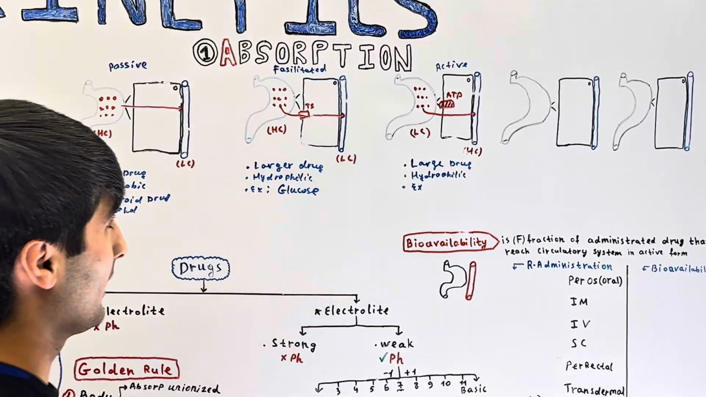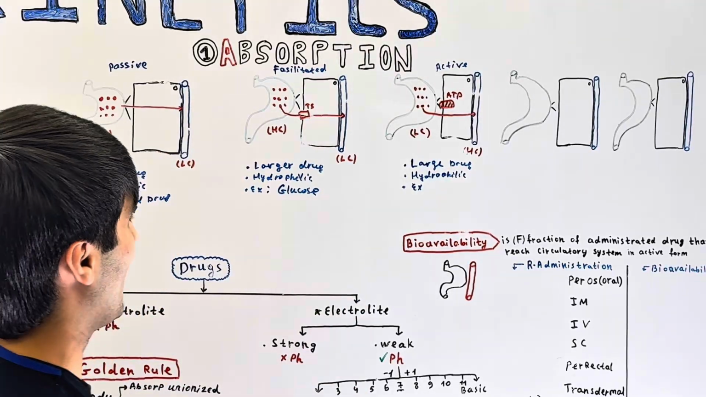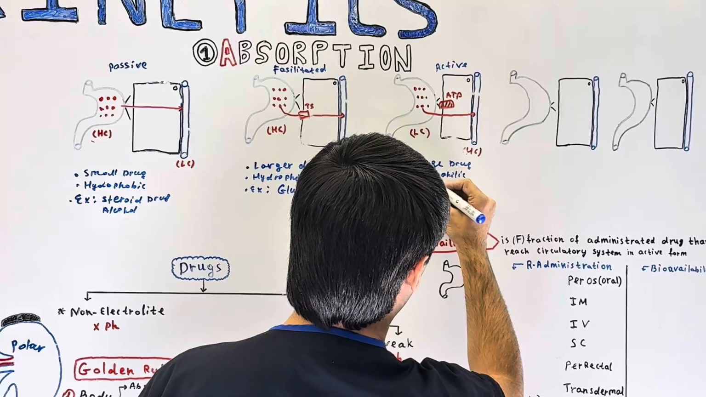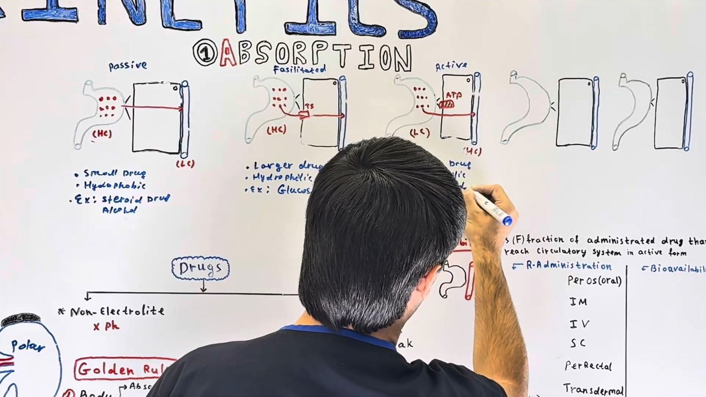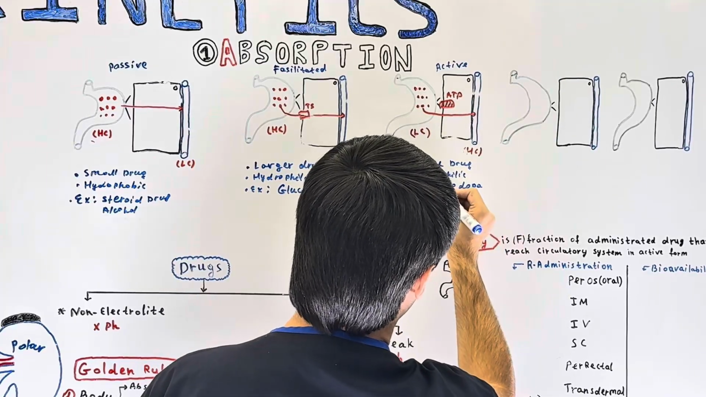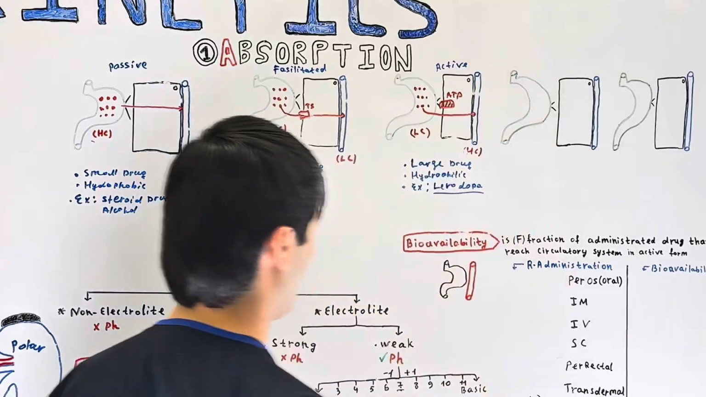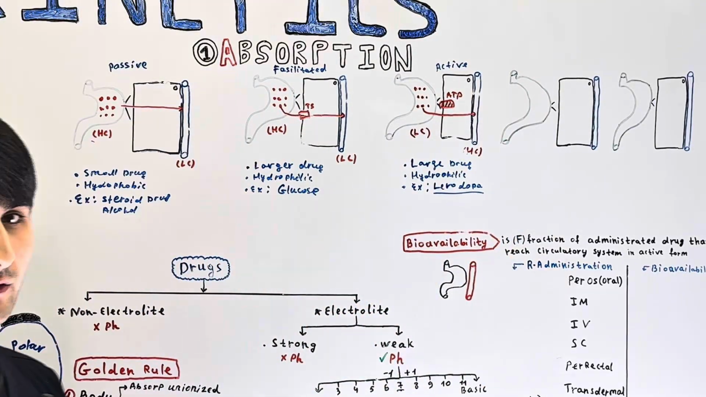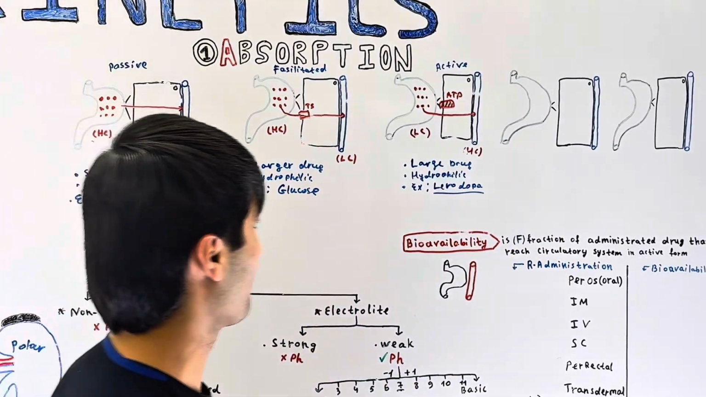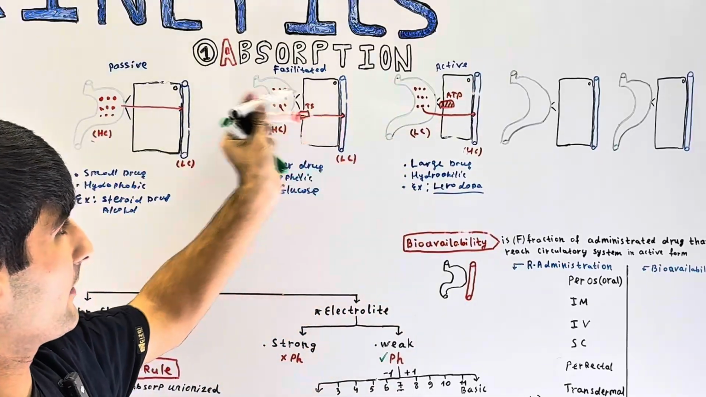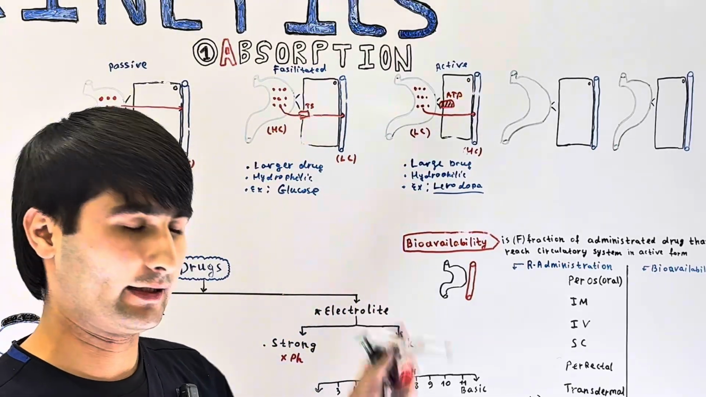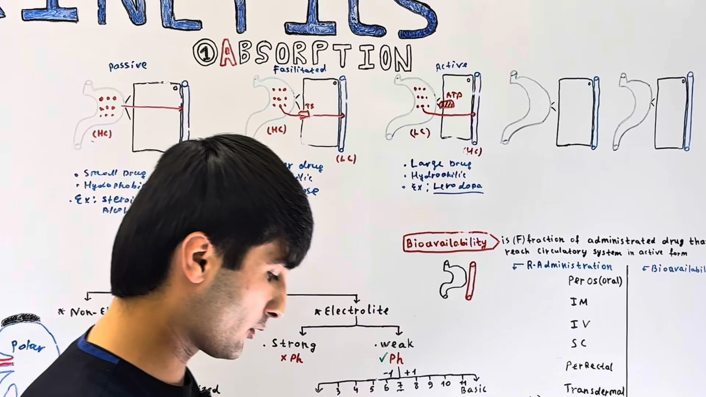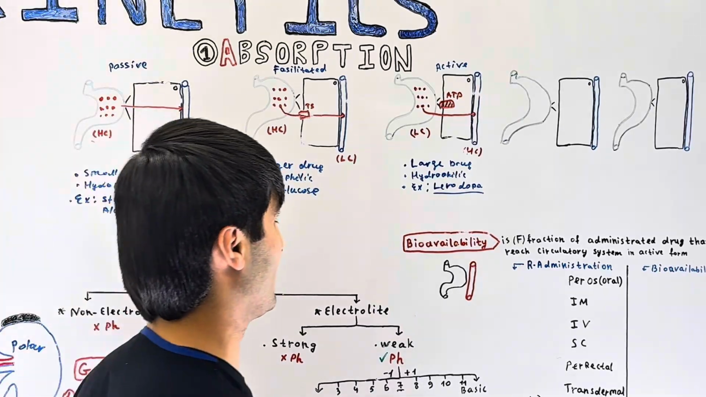Which drug is absorbed through the active type of absorption? Levodopa, the best drug used for the treatment of Parkinsonism. It is an anti-Parkinsonian drug. It was the third type of the mechanisms of absorption, the active type. So let's talk about another type of the mechanisms of absorption.